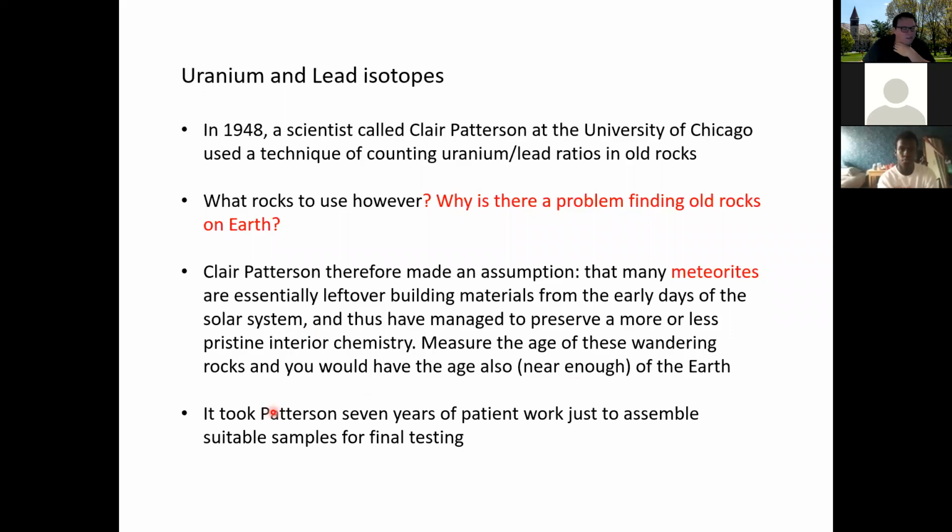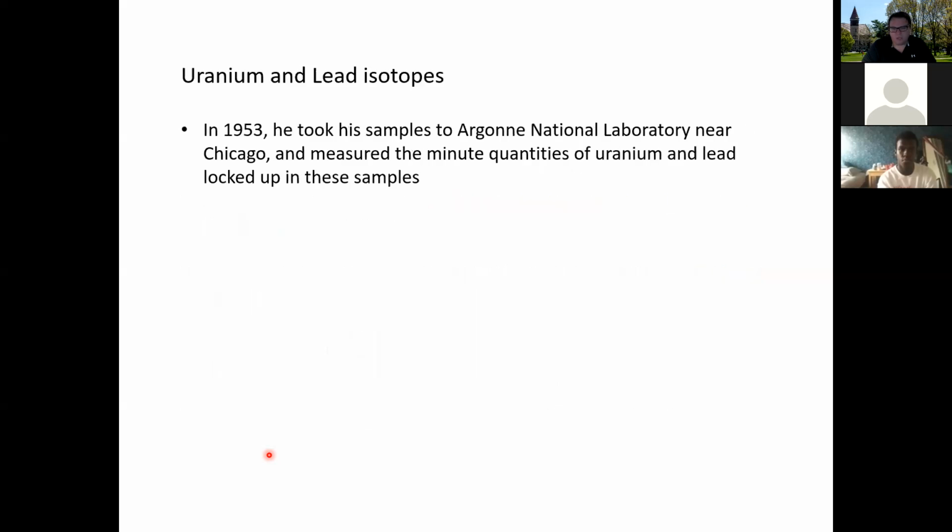So to give you a sense of this, I know the number of months being trapped inside with COVID and other things can wear on all of us. But it took Patterson about 7 years of really patient and diligent work just to assemble the samples in order to actually test this hypothesis. He went out to a lot of museum collections all across the United States and internationally, trying to get access to meteorite samples that were collected. He often went to meteorite impact craters and went around looking for material. And basically, it took him quite a long time to assemble this.